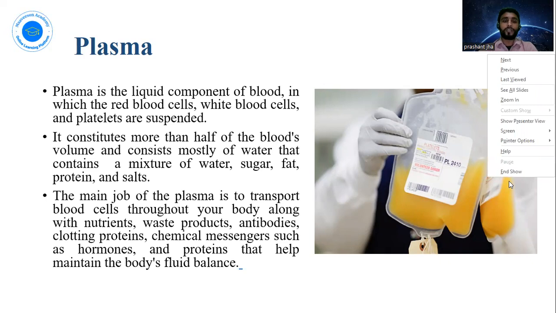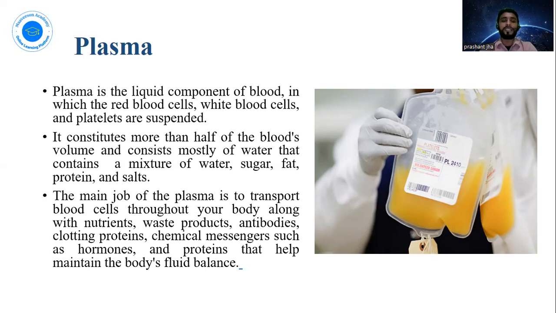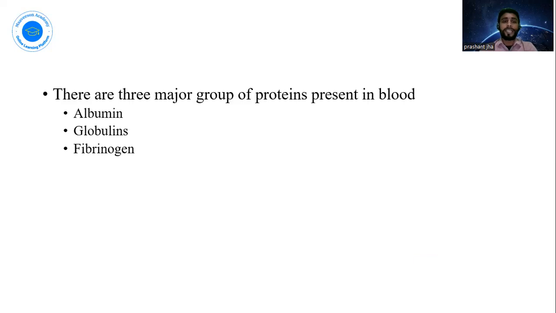The main job of the plasma is to transport the blood cells throughout your body along with nutrients, waste product, antibodies, clotting proteins, chemical messengers such as the hormones and proteins that help to maintain the body's fluid balance. There are three types of the proteins present in the plasma. First is the albumin, second is globulin, and third one is the fibrinogen.